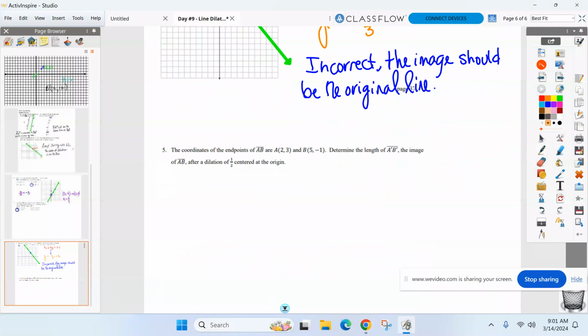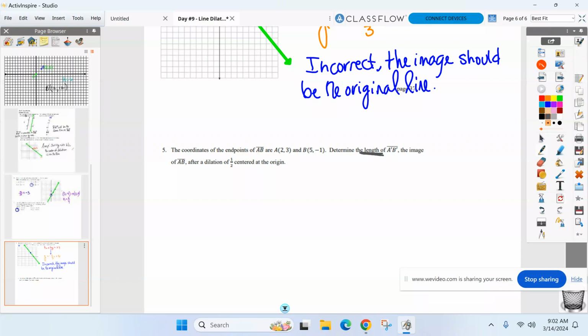Here are A and B coordinates. Determine the length. What are we going to need here, kids? Yes! Distance formula. I love it. Find the length of the image after a dilation of 1/2 centered at the origin. I don't know. Can I have a plan before I start writing down some random stuff? There's actually 2 different plans you could have.